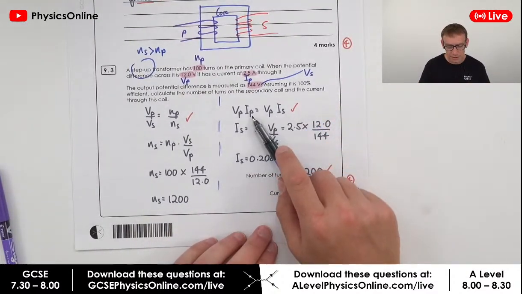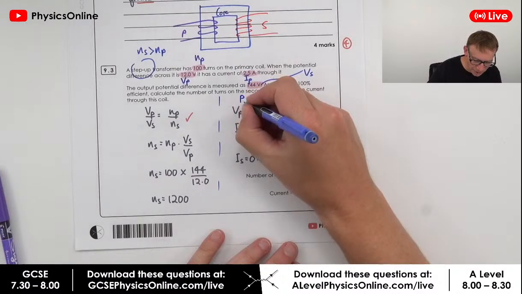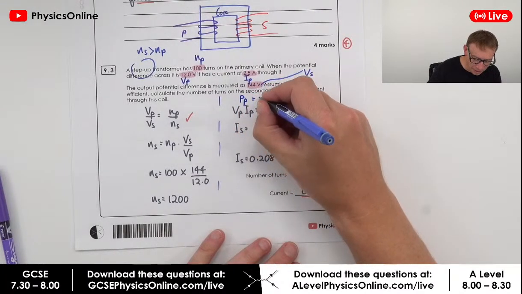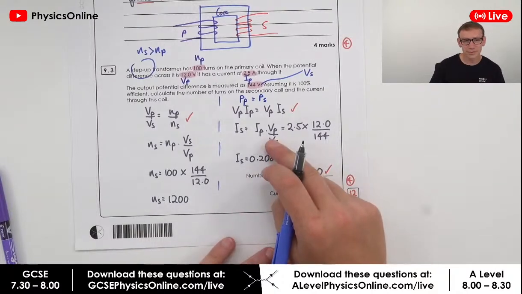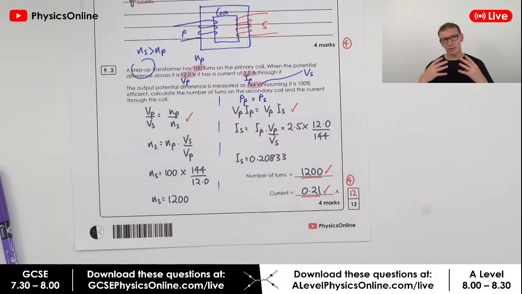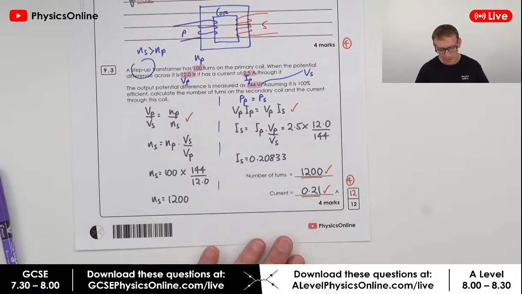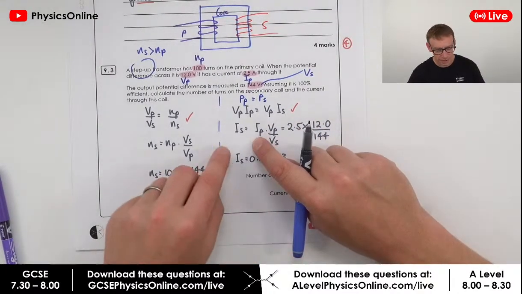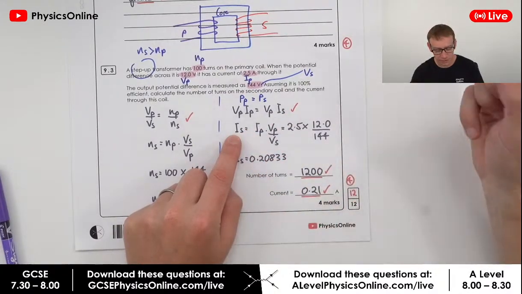The next one then is VPIP equals VSIS. This basically says that the power in on the primary is going to be equal to the power out on the secondary. And of course we can rearrange that to say IS equals IP VP over VS. And again, if you're doing triple science in particular, this should all make sense to you. So we've rearranged the equation to make the secondary current the subject.